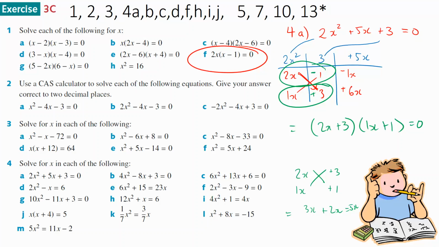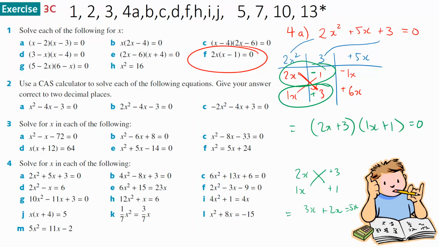Here's what I want you to see. We have 2x squared plus 5x plus 3 equals 0. What you did was you wanted to factorize this. You want it into its two brackets. That's what you want. We used the chart. We said 2x squared. We went with positive 3. And then we got plus 5x, right?